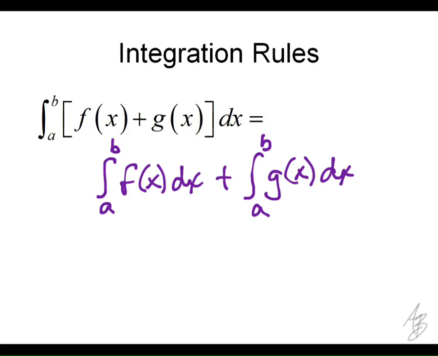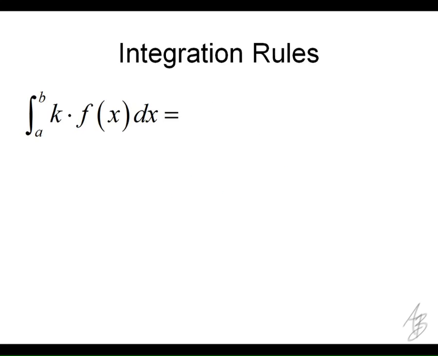So this is called the sum rule. If this was a subtraction here, it's the same thing. It's a sum or difference rule, really. So this could be a subtraction sign in here also. And that's kind of the same idea as the last one, except the second function is not a constant. It's a function.